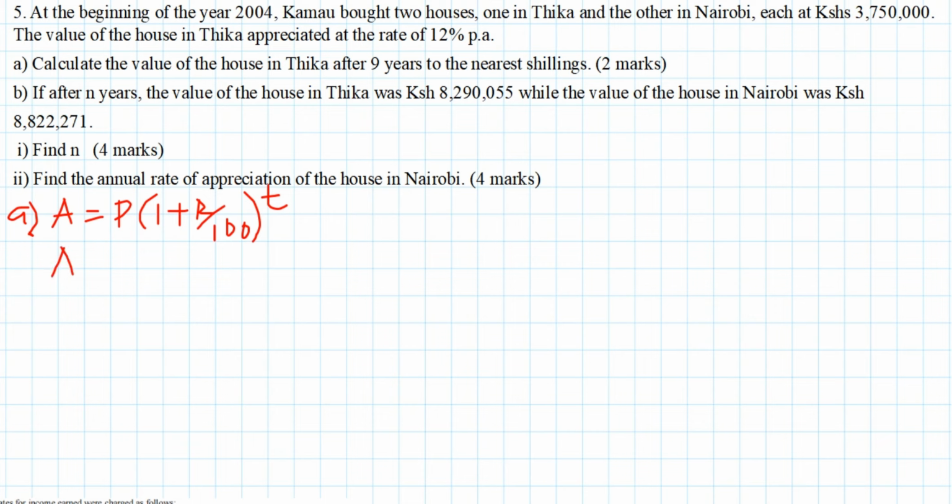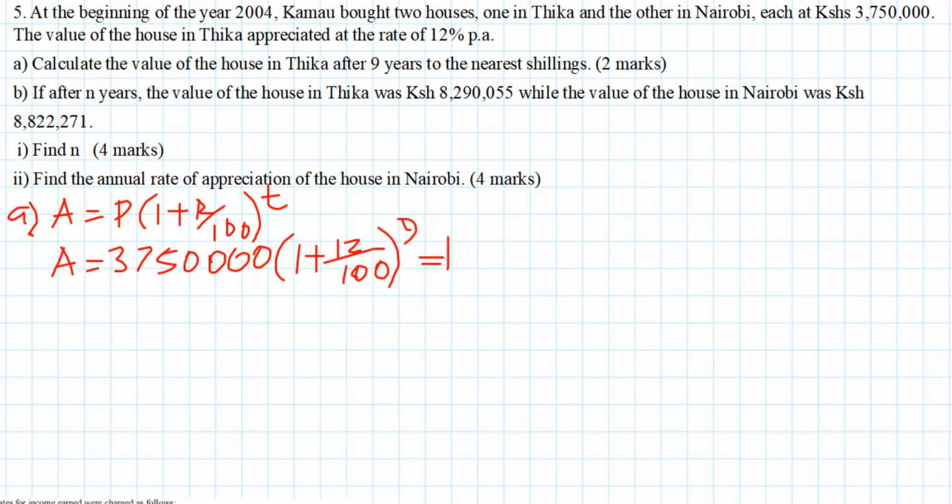So our principal here is the initial amount, which is 3,750,000. So we substitute on behalf of the principal, and then 1 plus the rate. Our rate, we've been told that it is 12%, so 12 over 100. And then we raise it to power 9, which is the time we want to find out the value of the house. So in this case, we are going to obtain 10,399,045 shillings.